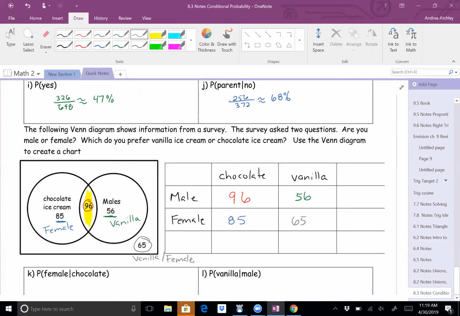So that's hard to read, but part of our standards are that we are able to read a Venn diagram and create a table from that information. Once we're there, we're going to add up everything. So add up all those numbers for me.